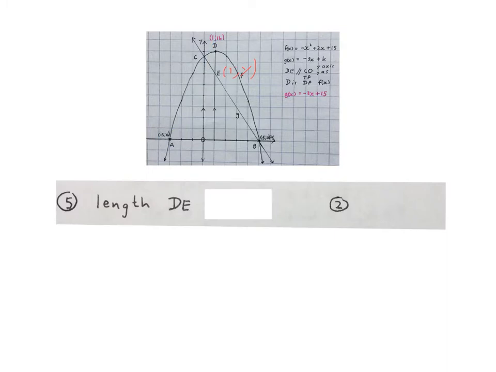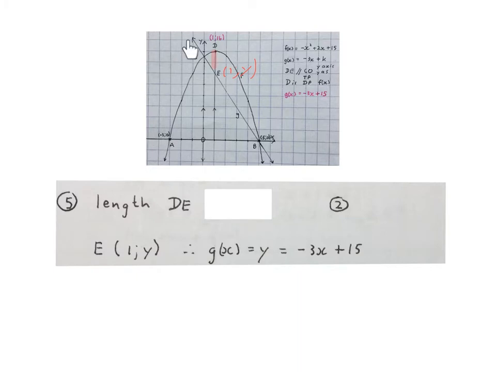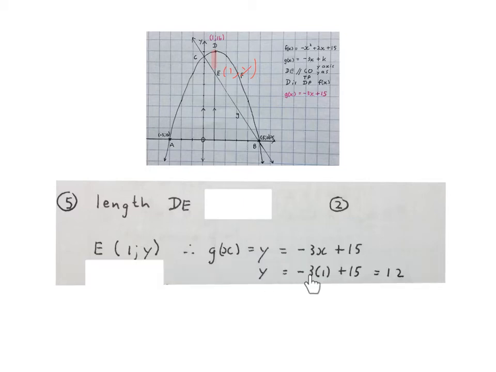Next they ask, work out the length of DE, that red piece between D and E. It was given in the beginning that the line DE is parallel to the y-axis. The coordinate of D is (1, 16). The coordinate at E will be 1, and we don't know what the y value is. E lies on the graph of g. So we take this coordinate of (1, y) and substitute it into the equation of g(x). So we get y = -3(1) + 15.